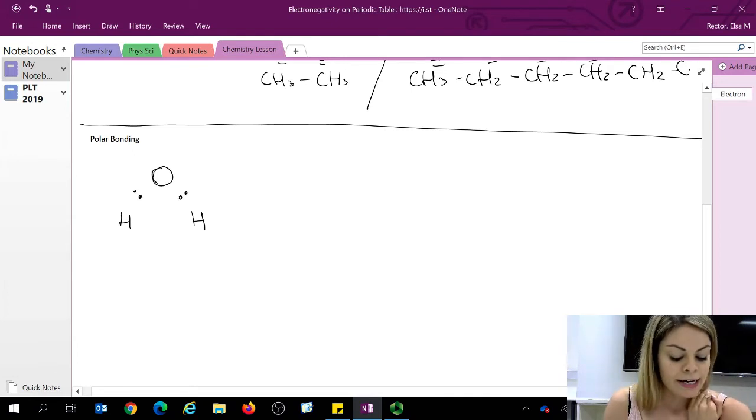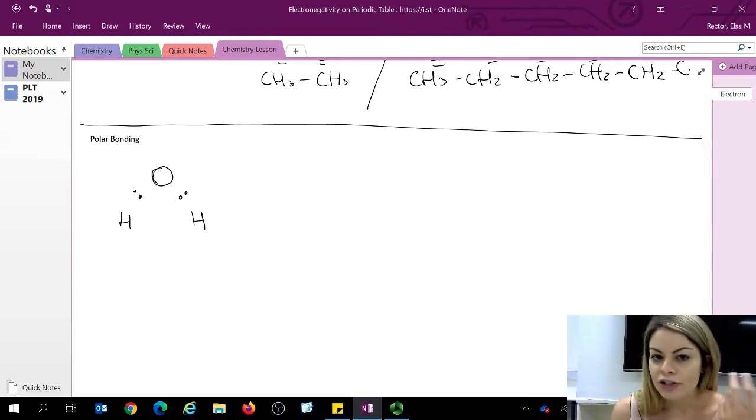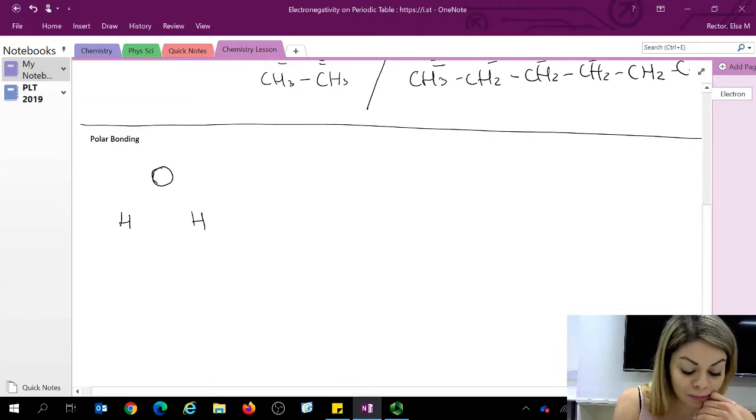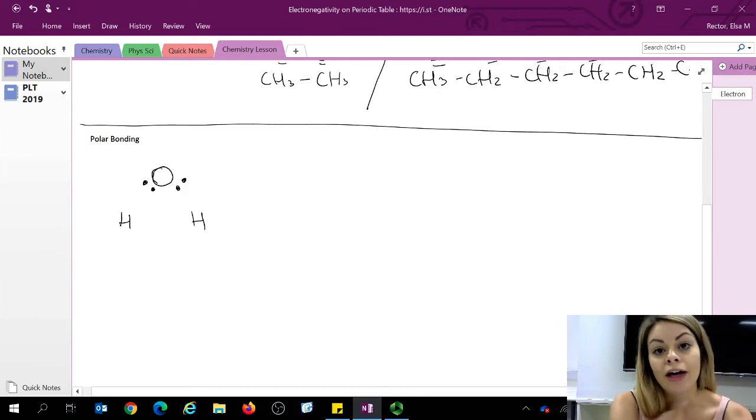Okay, now these electrons, they do still move around, but they're more attracted to the oxygen than the hydrogen. Why might this be? Is anyone thinking about it? Think about it. Why would they be more attracted to the oxygen than the hydrogen?